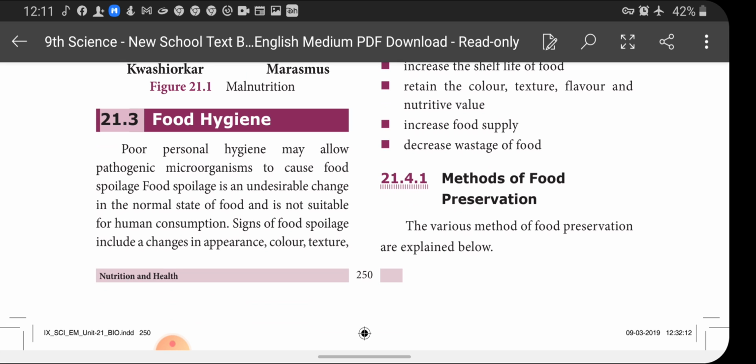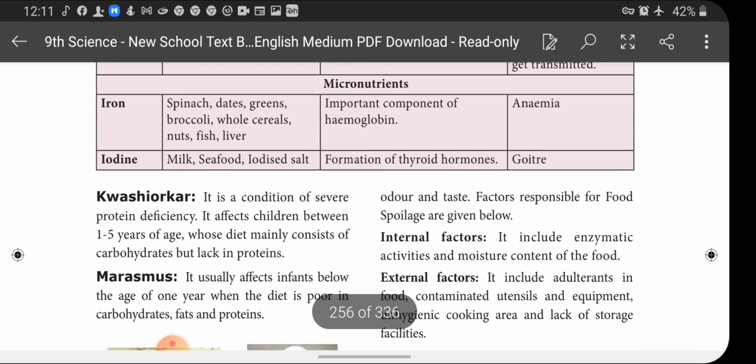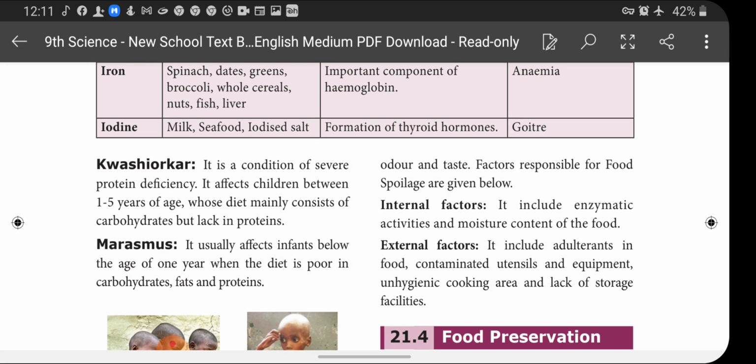What are the signs of food spoilage? They include changes in appearance, color, texture, odor and taste. So with that we can find out the spoilage of food. When foods are getting spoiled, colors change, taste changes, odors change, flavor changes. And what are the various factors responsible for the spoilage of food? The two main factors are internal factors and external factors. The internal factors include enzymatic activities and moisture content of the food.